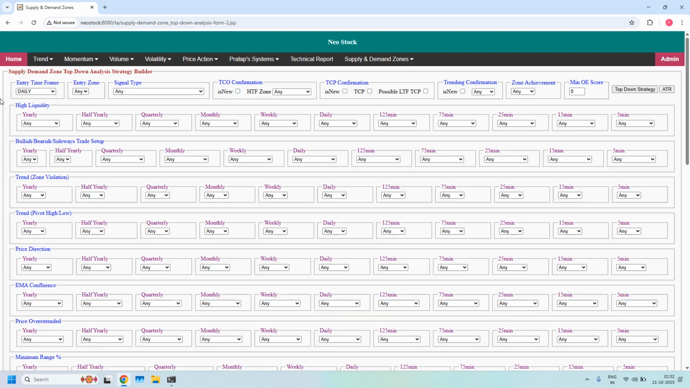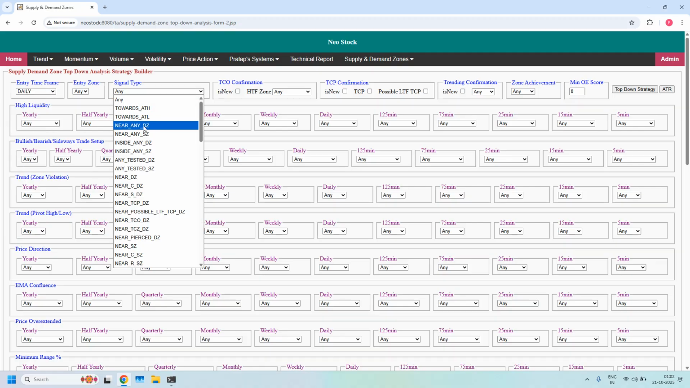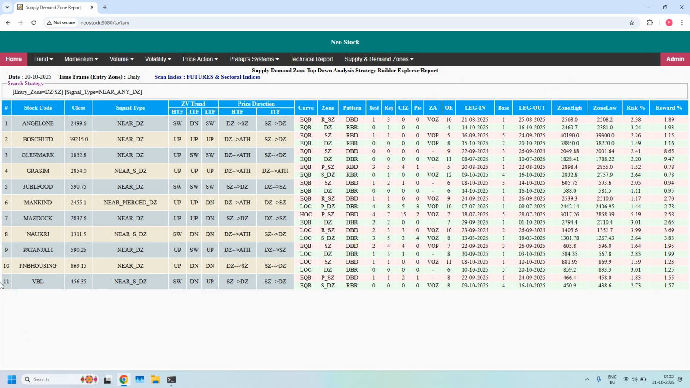Okay, first I am going to generate different supply demand zone reports, stocks near to the daily and 75 minutes demand and supply zones, so that I can identify high priority, high liquidity zones, and they can be used for the high liquidity zone strategy that you learned in lesson 21.3 video. Okay, daily time frame, stocks near to the daily demand zone. We got 11 stocks. Let us identify high liquidity daily demand zones.